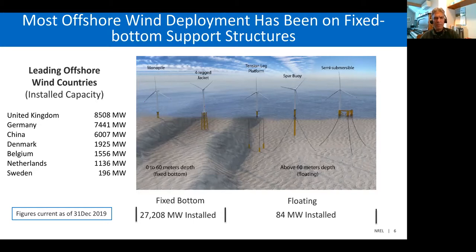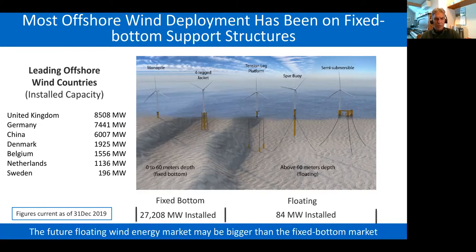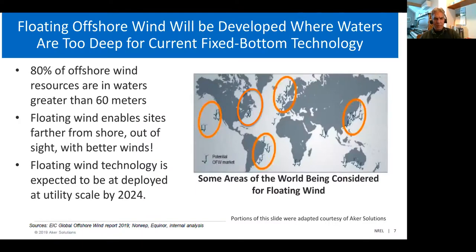So could I have the next slide? I'm just bringing up the banner that's basically saying that floating has the potential to surpass fixed bottom technology once it's matured, because 80% of the resources globally are in areas where floating would be better or probably more suitable. And as I've said, this enables sites that are further from shore, out of sight, and with better winds. And in the case of Maine, we really need to go into floating technologies because the shallow water sites are too close to shore. So everything's going to be further out.